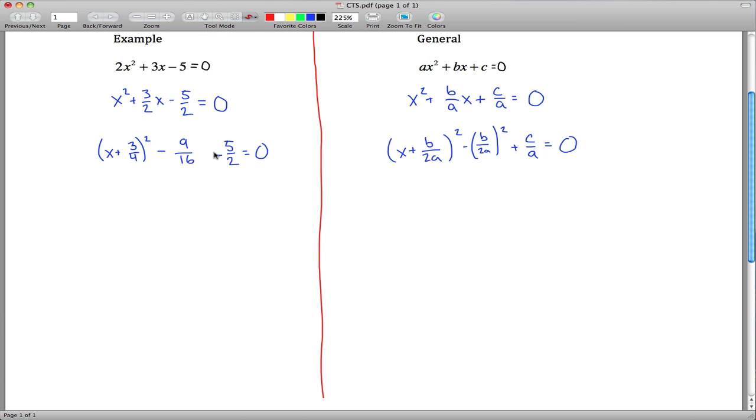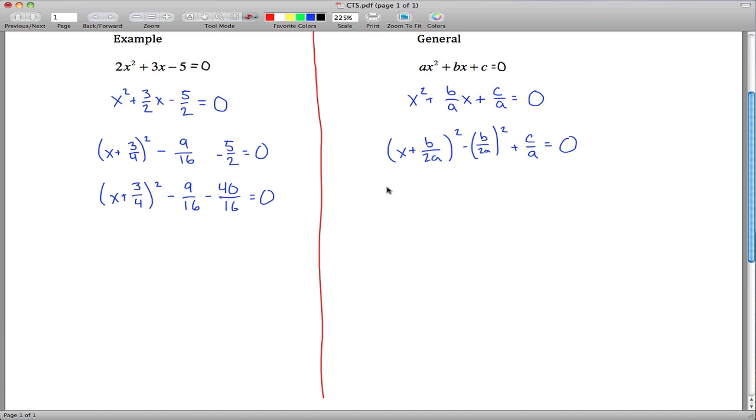Alright, let's see. Over on the left here, we could leave this guy alone, but maybe we'll find a common denominator for these guys. Let's see, 9/16 and 5/2. I guess the common denominator would be 16ths. So we'll get negative 9 over 16 minus 40 over 16 equals 0.